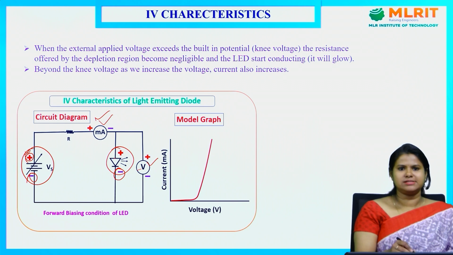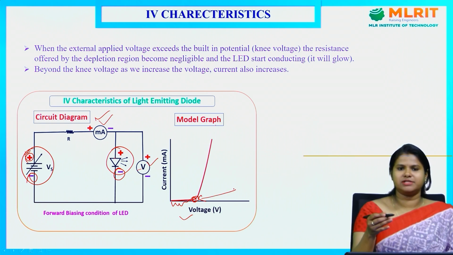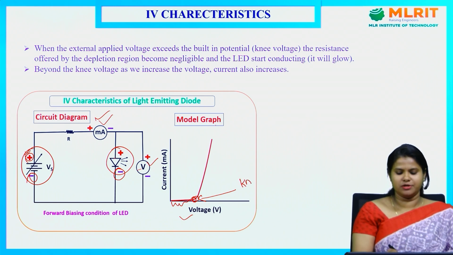So let's see the graph. Here from this graph it is clear that initially when we are increasing the voltage, the current is 0. But after a particular voltage, the current starts increasing rapidly when we are changing the voltage. That particular voltage after which the LED will start conducting or start glowing is known as knee voltage.